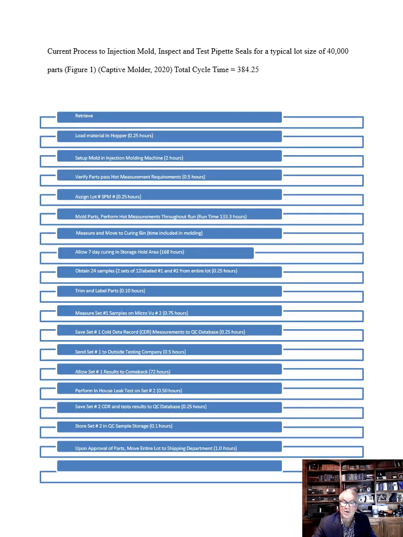Here in the current process, we have a couple of items we work in sequence, which we're going to work in parallel. We have the runtime here for the injection mold of 133 hours. We're going to improve that by modifying the mold. We have a curing time of 168 hours. We're going to improve that through annealing.